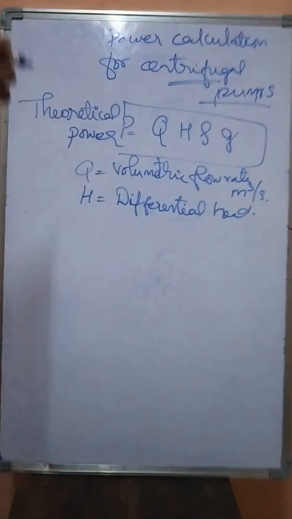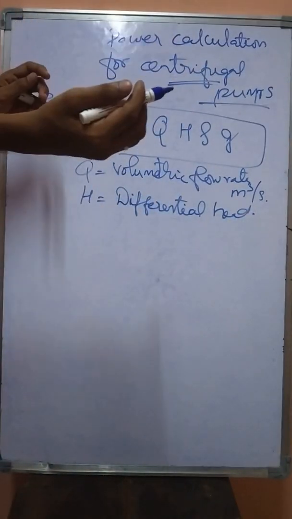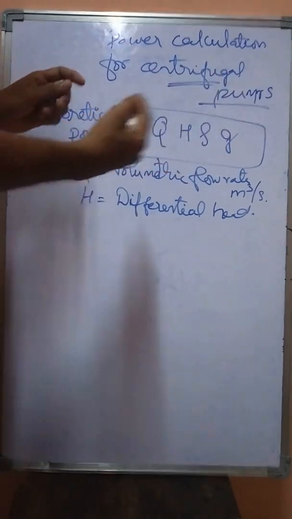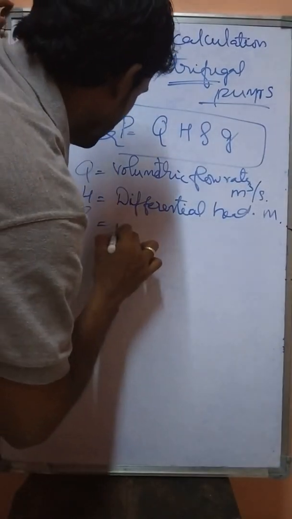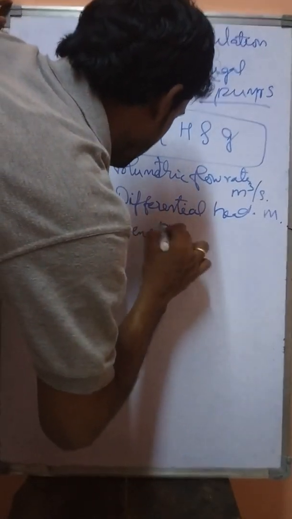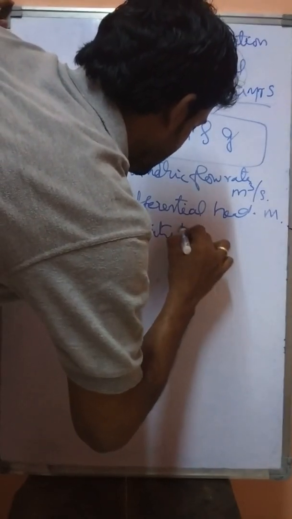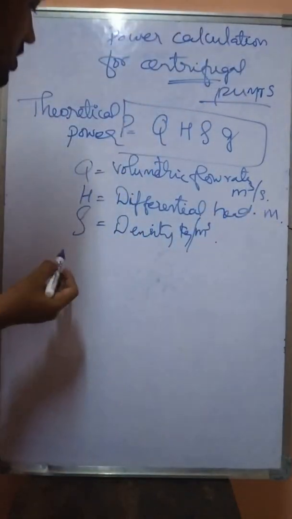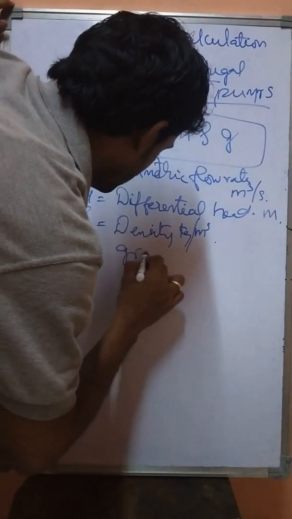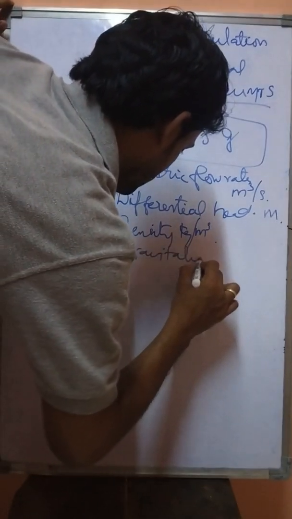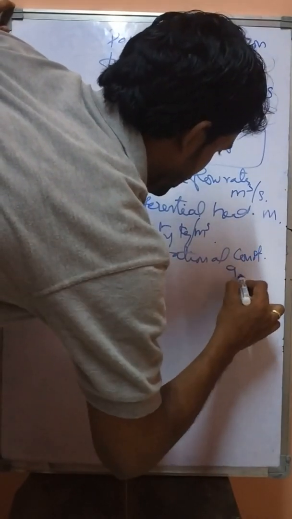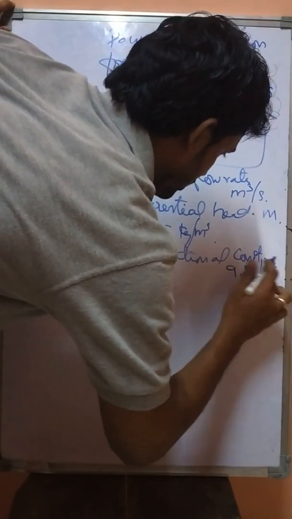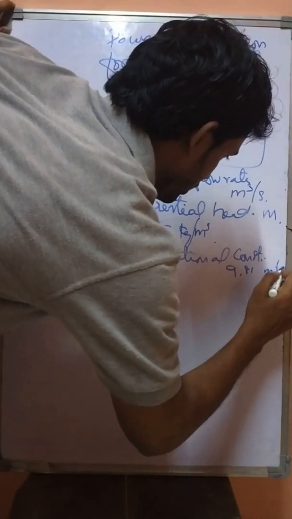Last time I told you total suction head and total discharge head. The difference between those two is called differential head. That will be taken in meters, and density will always be kg per meter cube in SI units. G is the gravitational constant, that is 9.81 meter per second square.